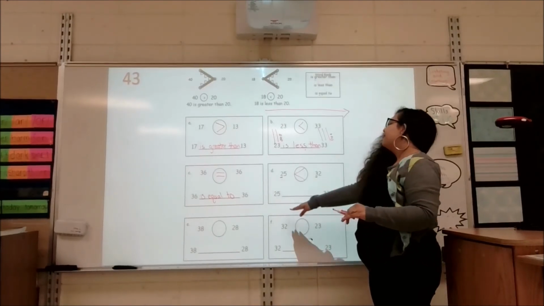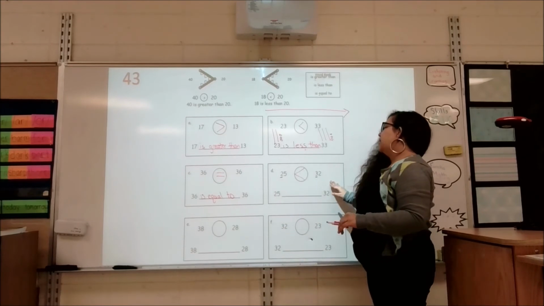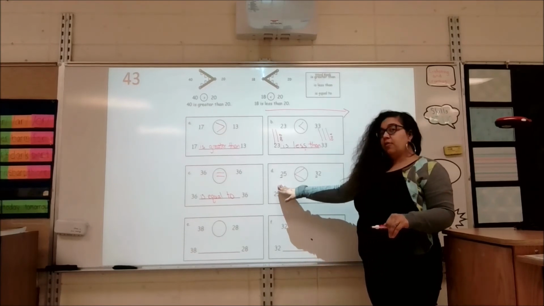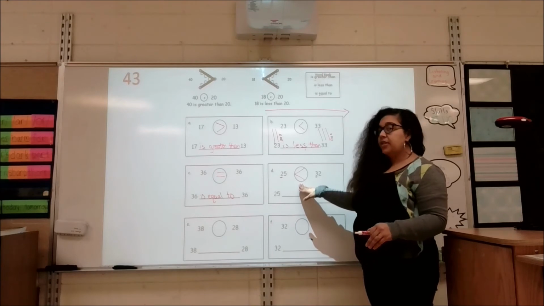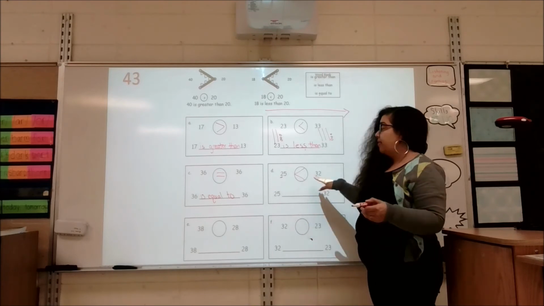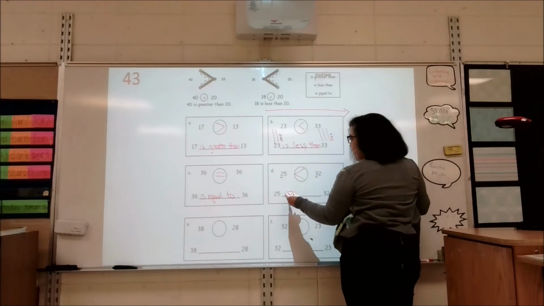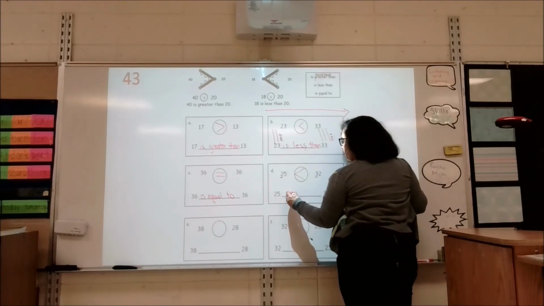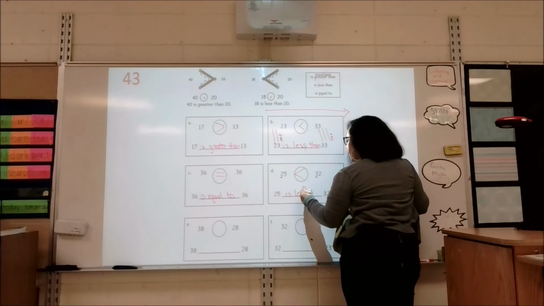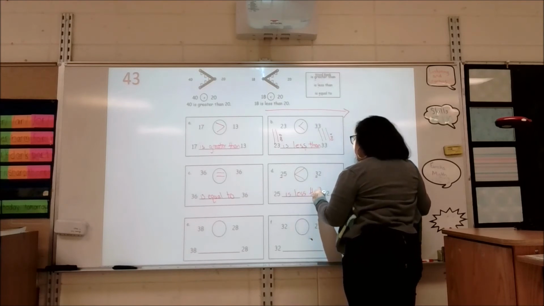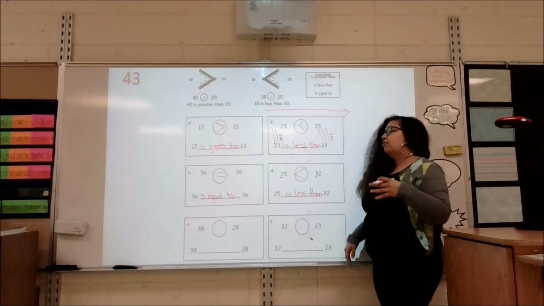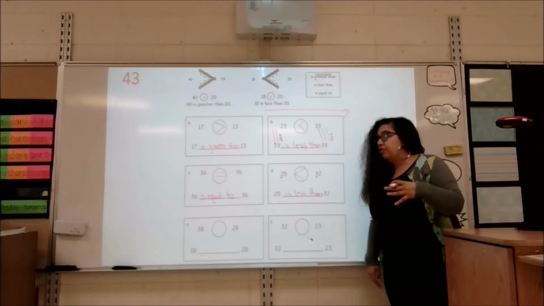Don't mind me. So knowing these symbols, the symbol that represents the number 25, the symbol that represents less than, the symbol that represents the number 32. Let's complete this sentence. 25 is less than 32. 25 is less than 32.